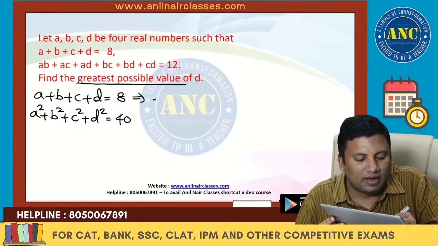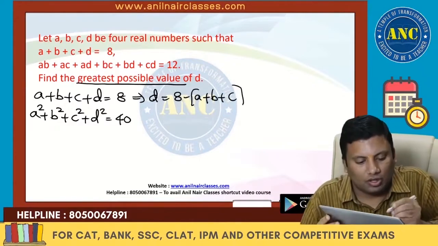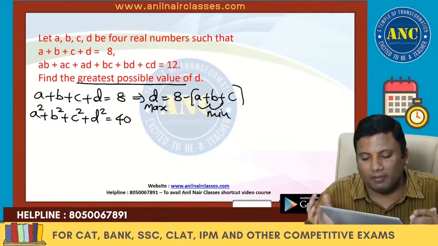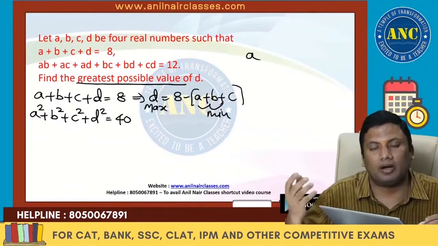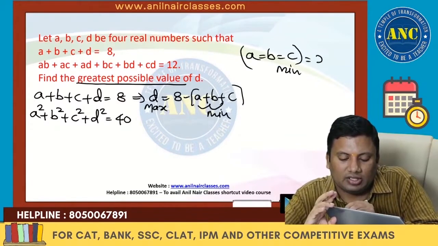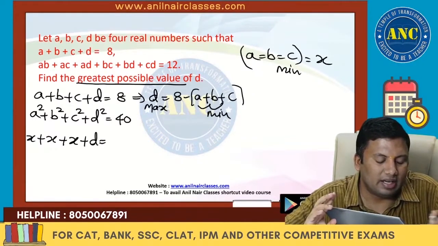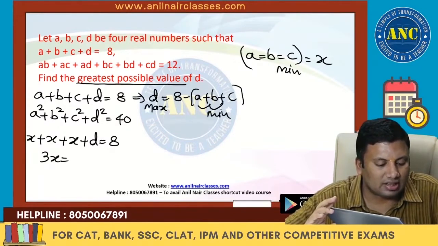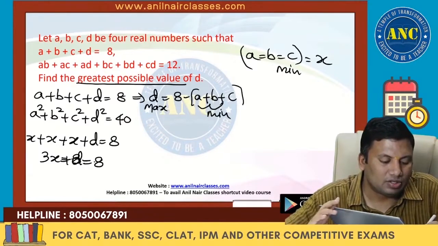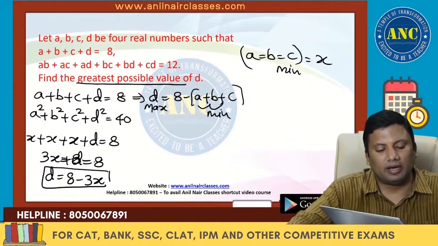So d is 8 minus (a plus b plus c). For d to be maximum, a, b, c should be minimum. It is given real numbers, so we don't know the values. If it were natural numbers, I would have substituted 1. So let me call the minimum value of a, b, c as x. x plus x plus x plus d is 8, so 3x plus d is 8, and d is 8 minus 3x.